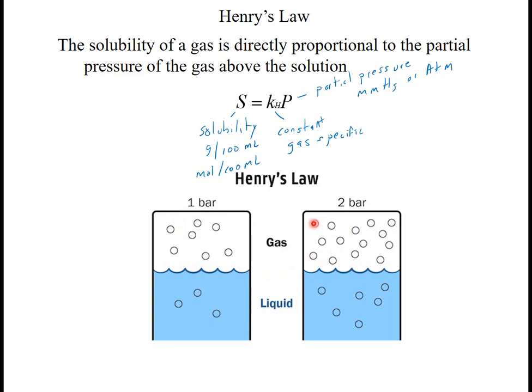If I increase this to 20 molecules, if I double this, because I doubled the pressure, then I have doubled from 3 to 6 the number of gaseous molecules that have gone in. So by increasing the number of molecules above, which is the partial pressure, I increase the solubility there. Okay?